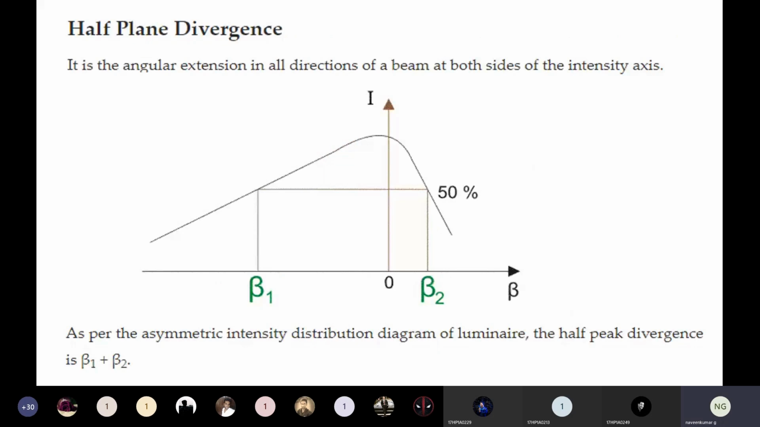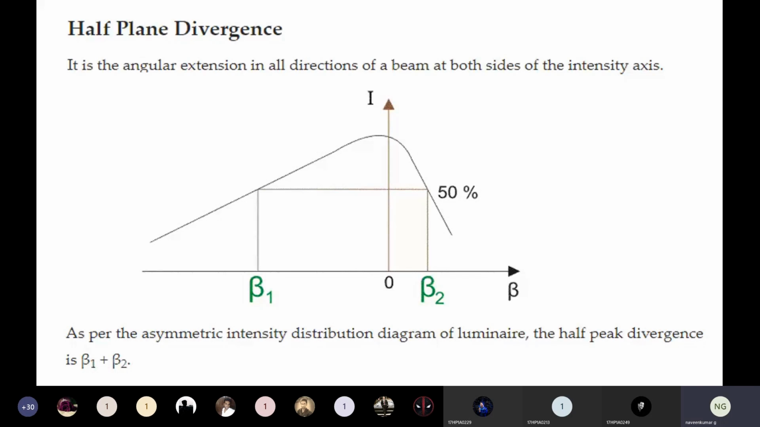Next, let us understand what is half plane divergence. Half plane divergence is the angular extension in all directions of a beam at both sides of the intensity axis. Observing the beam spread here, again marked on the y-axis and x-axis, you are considering luminous intensity. So what is half plane divergence? It is the angular extension of the beam in all directions, at both sides.